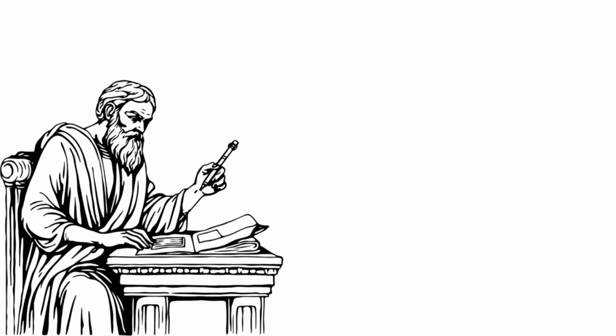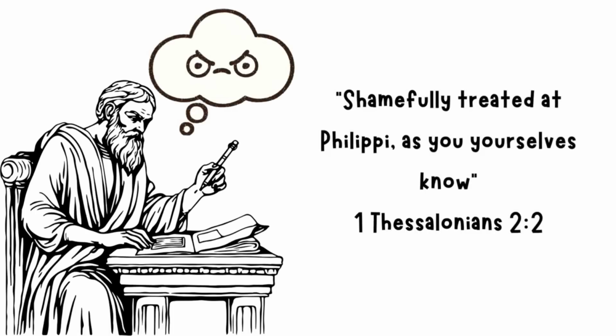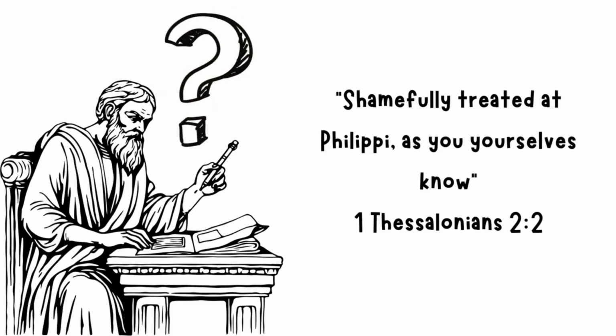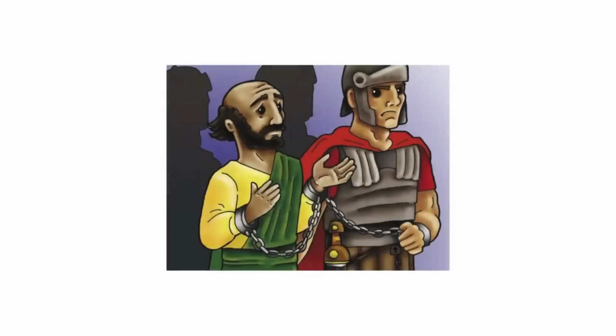In 1 Thessalonians 2:2, Paul opens up about being shamefully treated at Philippi, as you know. But what exactly is the backstory in Philippi? Just reading Paul's letter leaves us in the dark. Now let's flip over to Acts 16 for the missing pieces. You know the story, Paul and Silas facing unjust beatings and a stint in Philippi's slammer. It's a Sunday school classic.